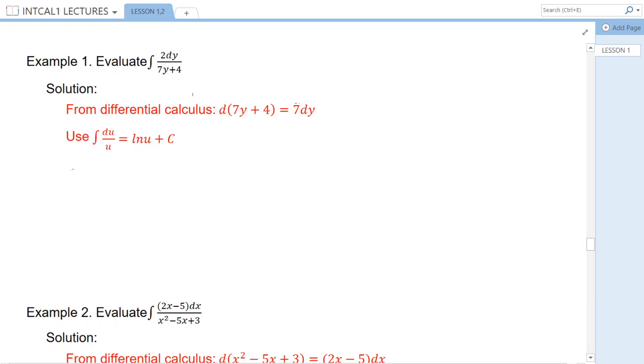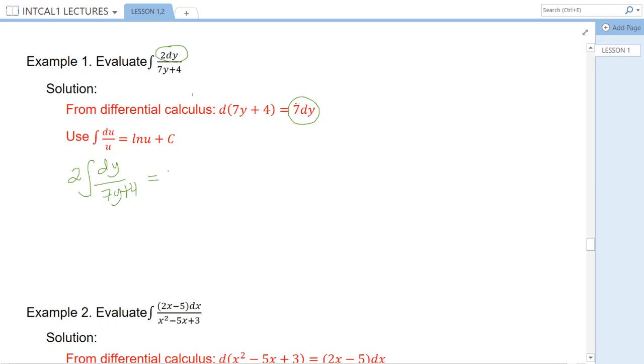So for this one, let us just rewrite first. Let us bring out 2 there. That is the integral of dy over 7y plus 4. Since the derivative of 7y plus 4 is 7 dy, it doesn't satisfy the numerator here. So that is to be manipulated again. Let us multiply it by 7 and then divide it by 7.